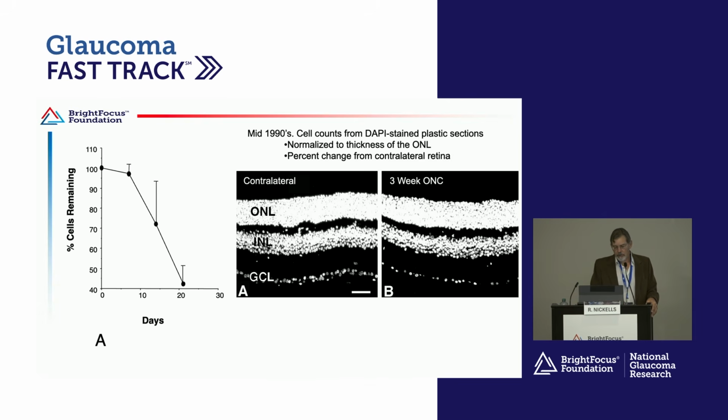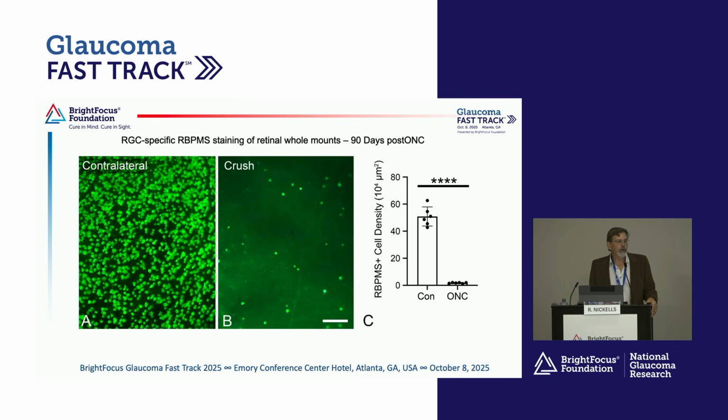Now, that was then. The more modern way of looking at ganglion cell loss after optic nerve crush is to stain the retinas with antibodies against ganglion cell specific markers. This is an example of RBPMS. This is actually 90 days after optic nerve crush. You can see in the eye that was crushed, there's very few cells remaining. These are probably the intrinsically photosensitive retinal ganglion cells. They actually disappear and then come back, so to speak. We can talk about that in a minute.